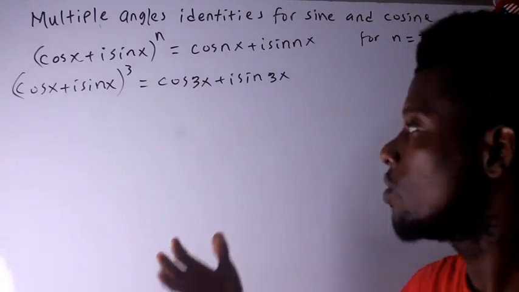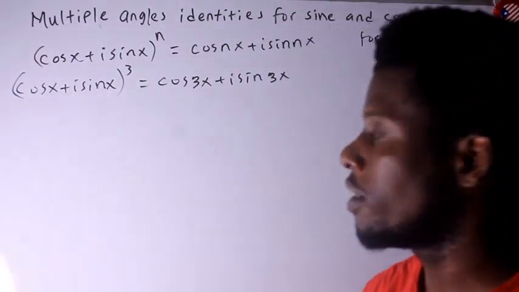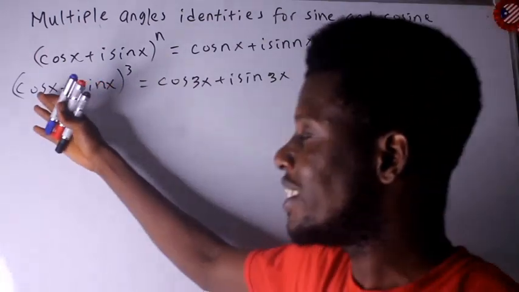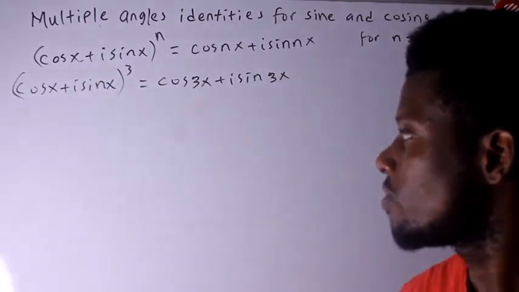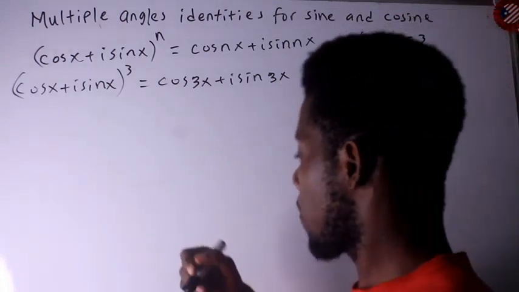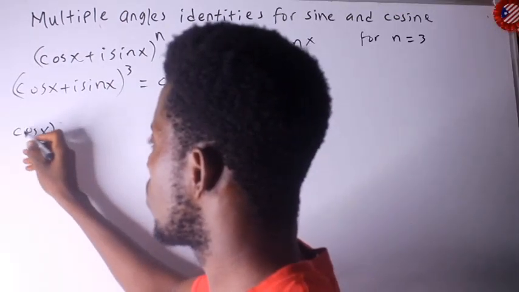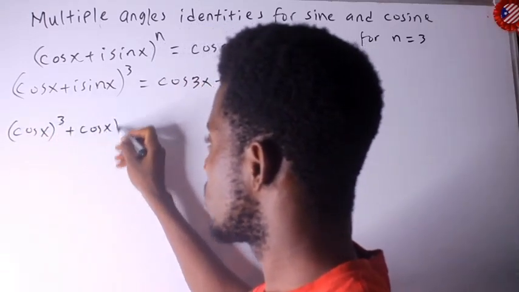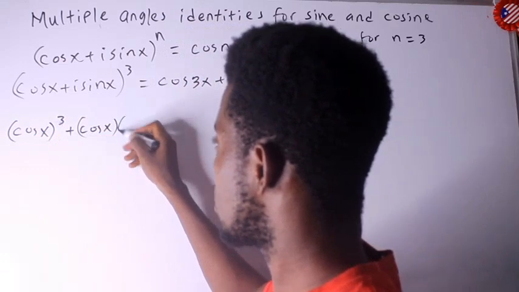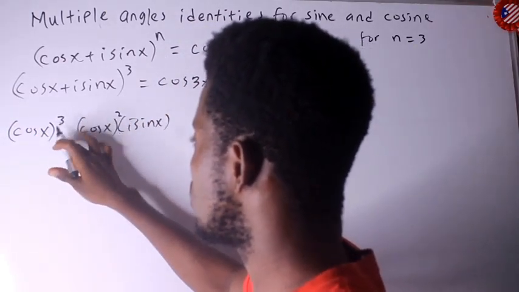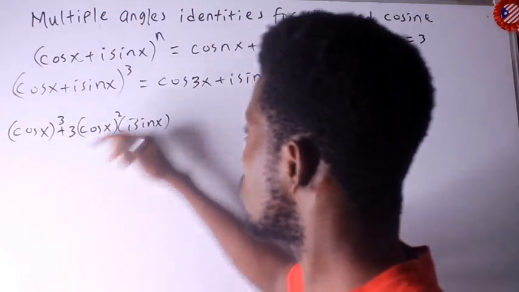After we've done this, we can simplify this side by using either Pascal's triangle, or we multiply this expression by itself 3 times. Alright, so we use Pascal's triangle. We have cos x all cubed plus cos x squared times i sine x, and then you have a 3 right here. So it's 1, 3, 3, 1.